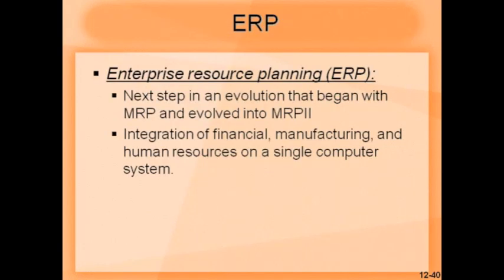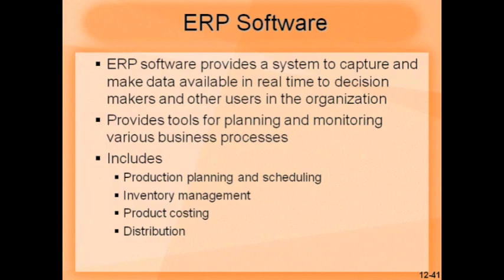Coming to the third topic in this chapter, which is ERP, Enterprise Resource Planning. This is the next step in the evolution that began with MRP and then developed into MRP2. MRP2 was an expanded version of MRP, and ERP, as the name suggests, is enterprise-wide resource planning: integration of financial, manufacturing, and human resources on a single computer system. There are very well-known ERP software packages. ERP software provides a system to capture and make data available in real time to decision makers and other users in the company. It also provides tools for planning and monitoring of various business processes.